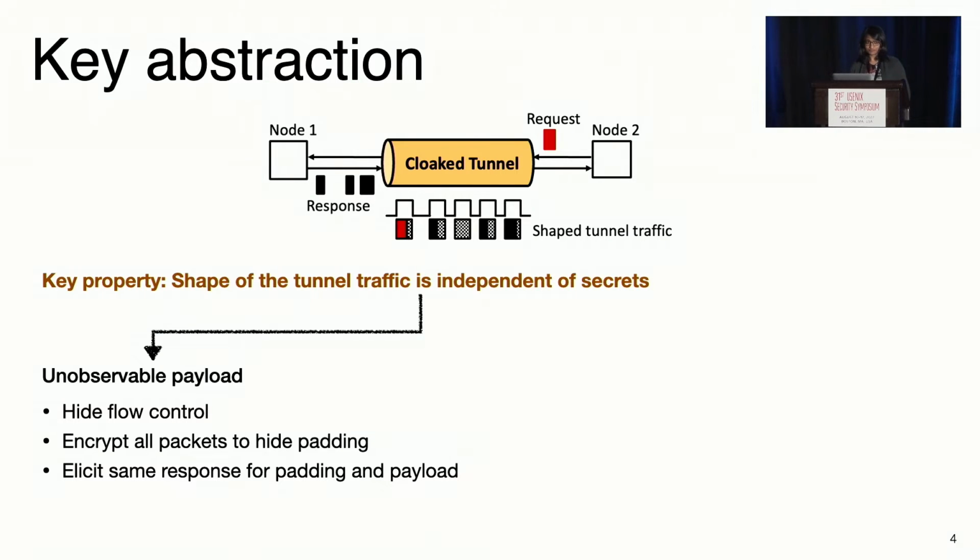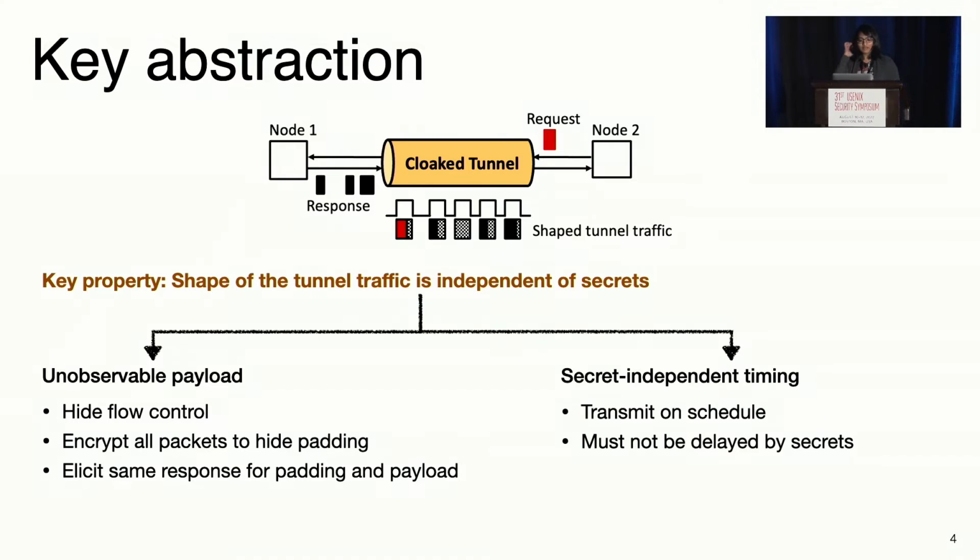payload. The second high-level requirement is that the tunnel must ensure that all packets are transmitted at secret independent times, so preferably on a schedule that is predictable and public. And there should be no deviations from this schedule in a way that could be correlated with the application secrets.